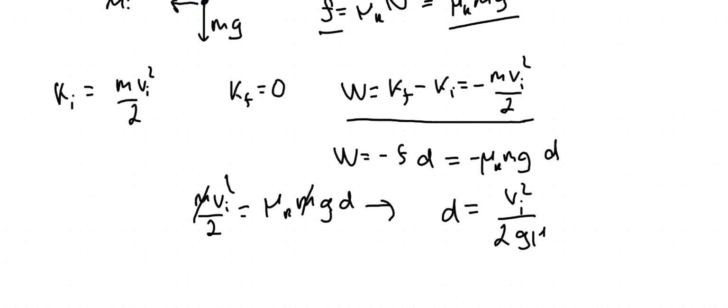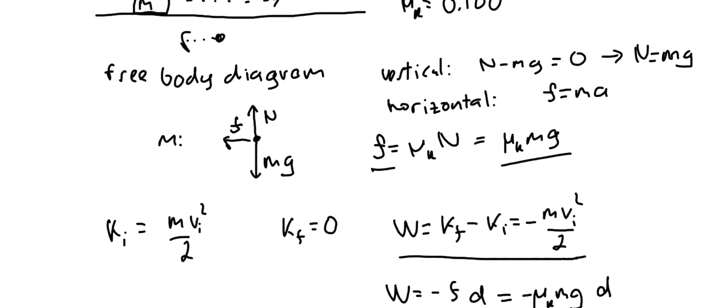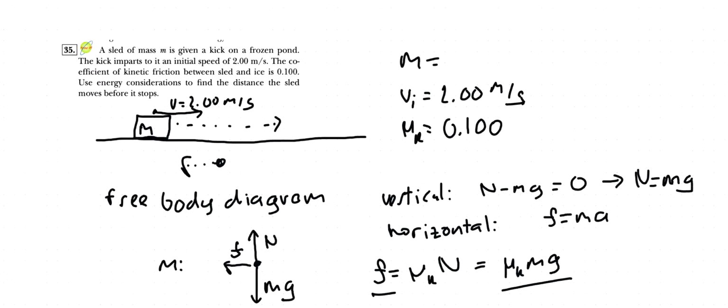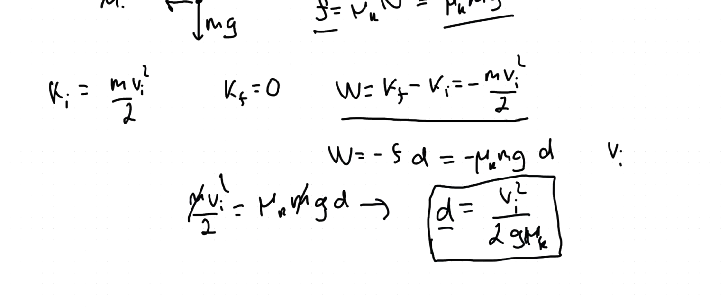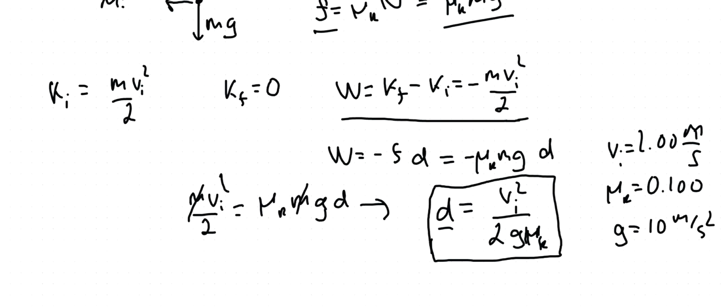This is basically our final answer, except it's not in numerical form. d was the unknown that we are looking for. Do we know everything else? v i is given in the problem: 2.00 meters per second. Mu k was also given: 0.100. It has no units because it's a friction coefficient. And g is the gravitational acceleration, a known number. So this number can be calculated. I will approximately calculate it, assuming that g is 10 meters per second squared, not 9.8. If you want a more accurate result, you can use 9.8.